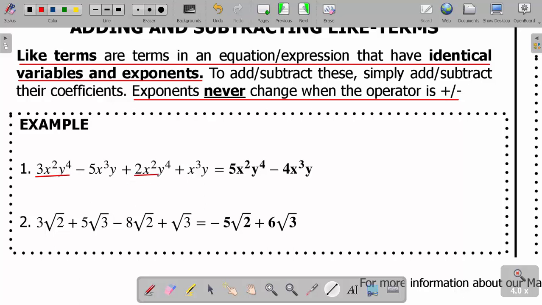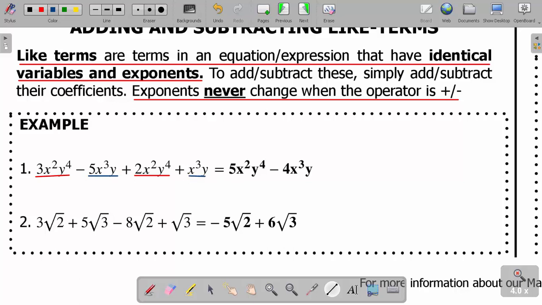So this is a like term to the other one. Okay, and then the other one, which is not like that one, is now x cubed y. So this one is x cubed y. Does it have a like term? Let's check. This is x cubed y.